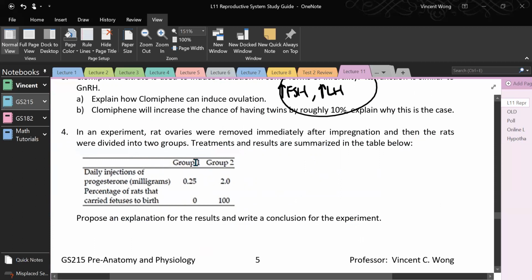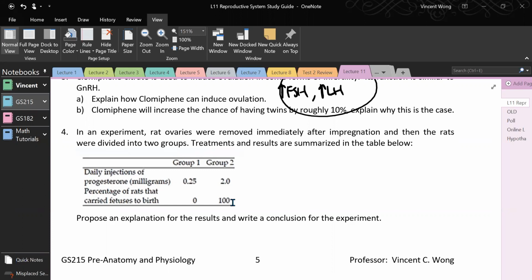All right, so let's see what's going on. In both groups, the ovaries are removed. Group 1 received daily injections of progesterone of 0.25, and none of them were able to carry the fetus to birth. Group 2, you give them 2 milligrams of progesterone, and 100% of them were able to carry the fetuses to birth. So this, of course, is not surprising. We need the ovaries after pregnancy to keep the pregnancy.